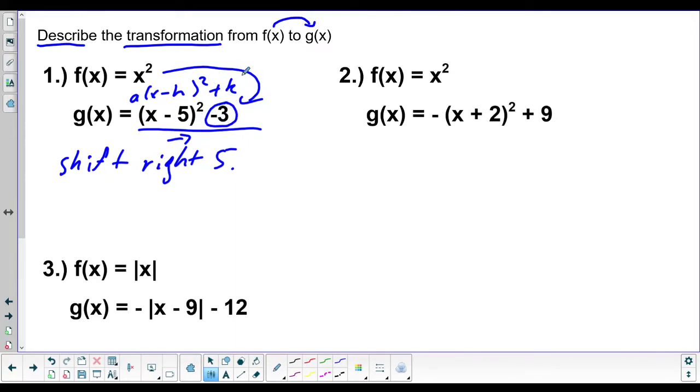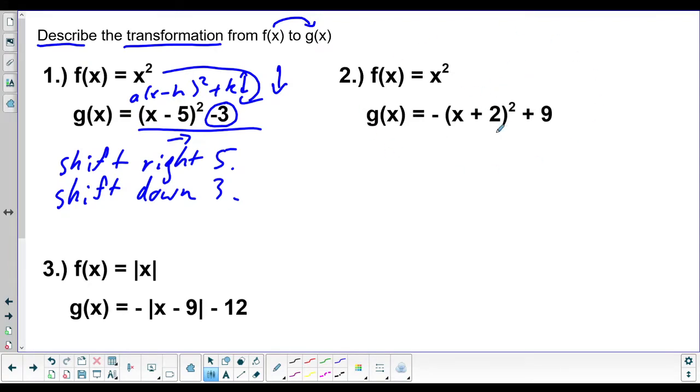Now we look at this number outside the parentheses being added or subtracted to them. This is our k value, which is our vertical shift, which is up and down. So because this is a negative, we're going to go in the negative direction, which is down. So we're going to go down 3. Shift down 3. And that's it. Those are our two transformations.